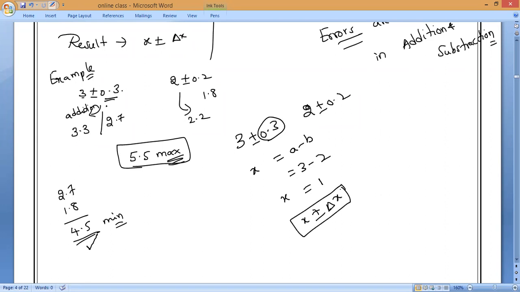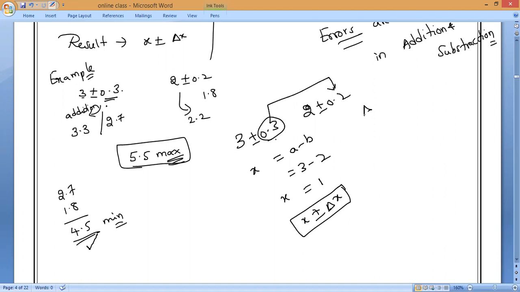Either it is an addition or subtraction, doesn't matter for us. Then how much is delta x, with 0.3 and 0.2? We have to add the error. Either it is an addition or subtraction, doesn't matter. We have to add the error.